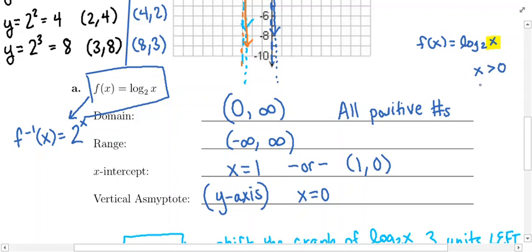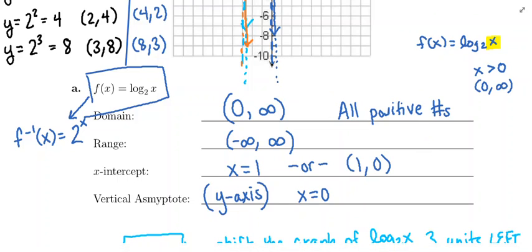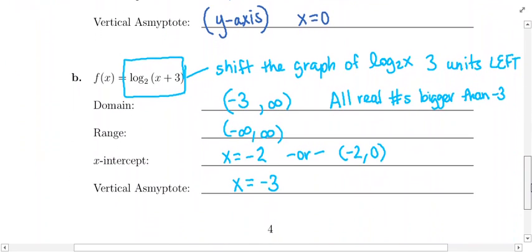Okay, so your x values have to be strictly bigger than 0. In interval notation, that's 0 to infinity. Okay, that matches what we wrote down for our domain here.